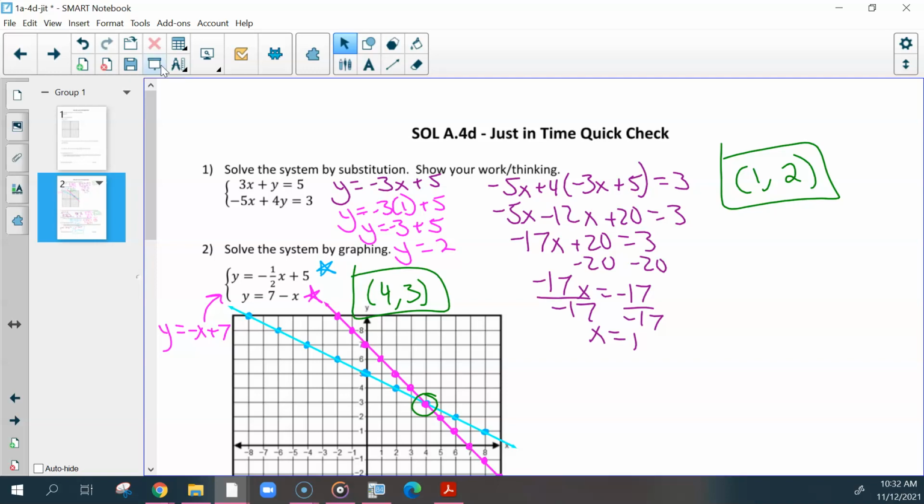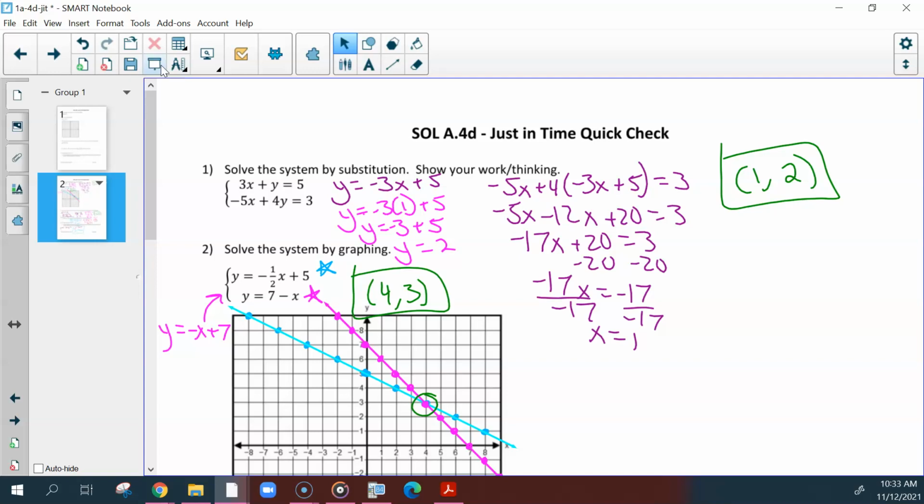For number one, it asks you to solve these by substitution. Neither of these are solved for an x or a y, so you needed to solve one of them so that it was solved for an x or a y. I solved for this y in the first equation. You could have solved for any of the x's or y's. You would have had fractions if you didn't choose the one I chose, which is fine. So be careful with those, but you still could have done any of the variables.